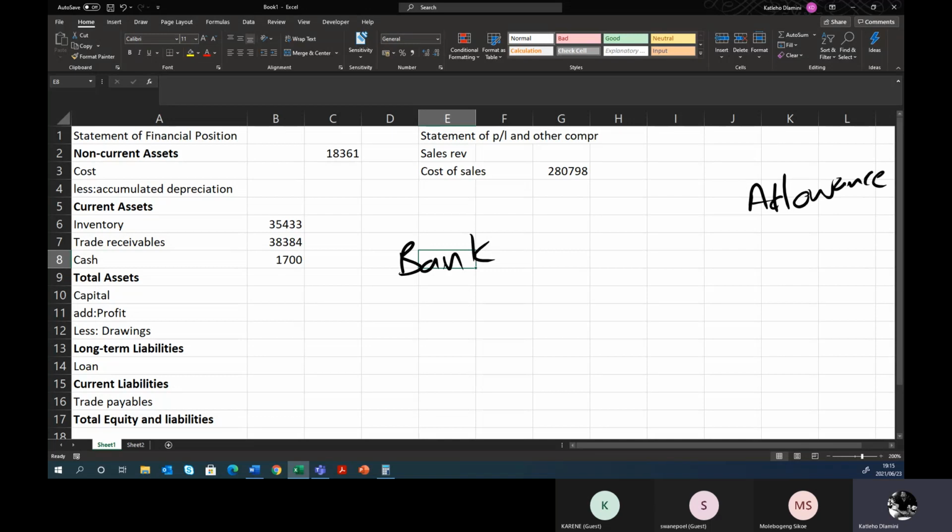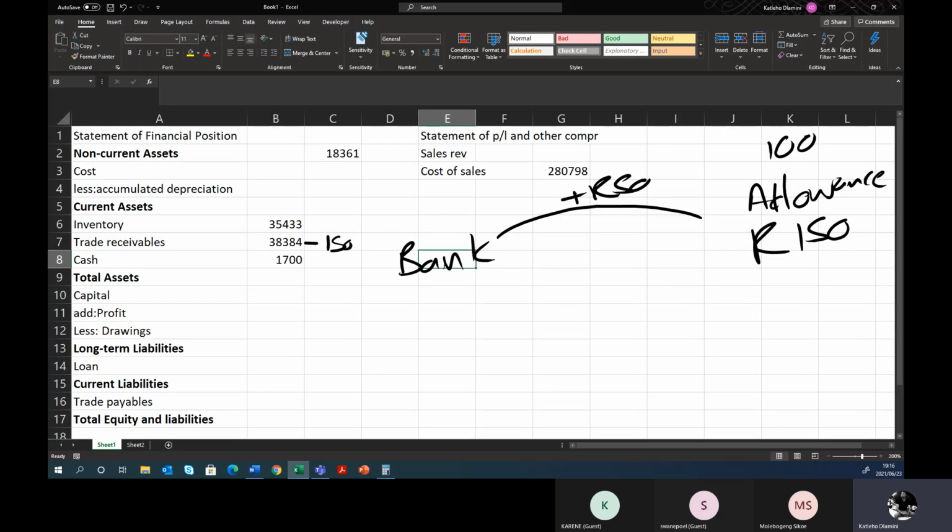If I increase this allowance by 50 rand, so I put plus 50 rand to this allowance. Let's say this allowance was sitting at 100 rand. Now it's sitting at 150, right? I put 50 rand to this allowance. In my statement of profit and loss, I am going to subtract the 150 there. So I'm going to have 150 there, right?